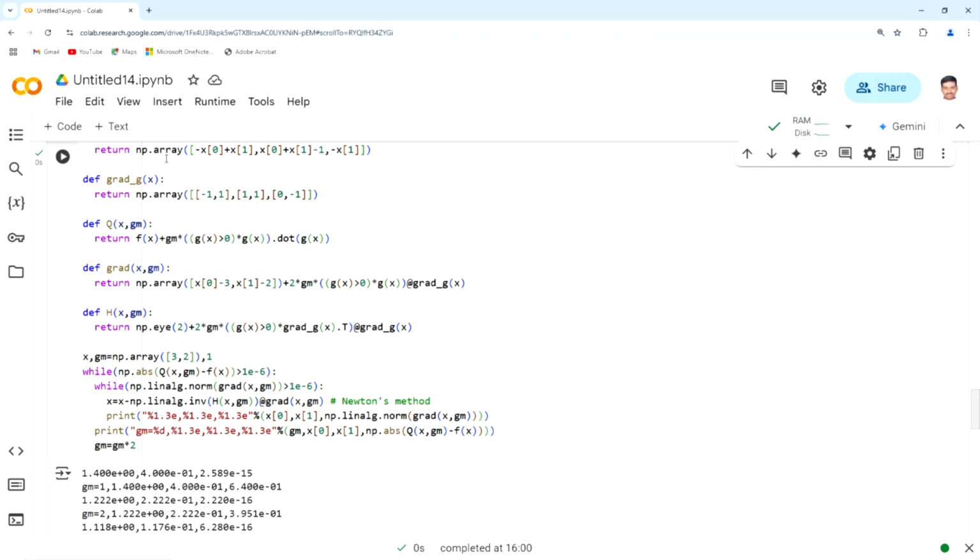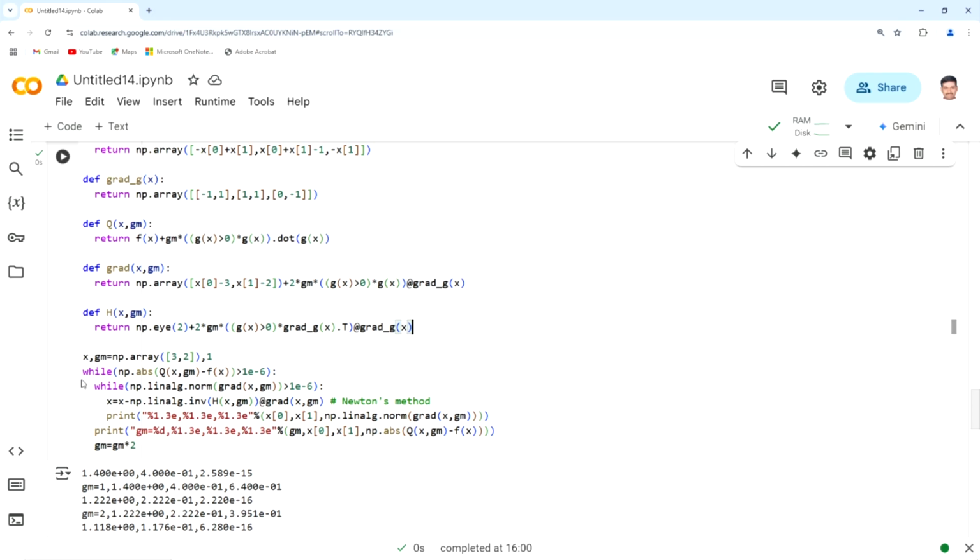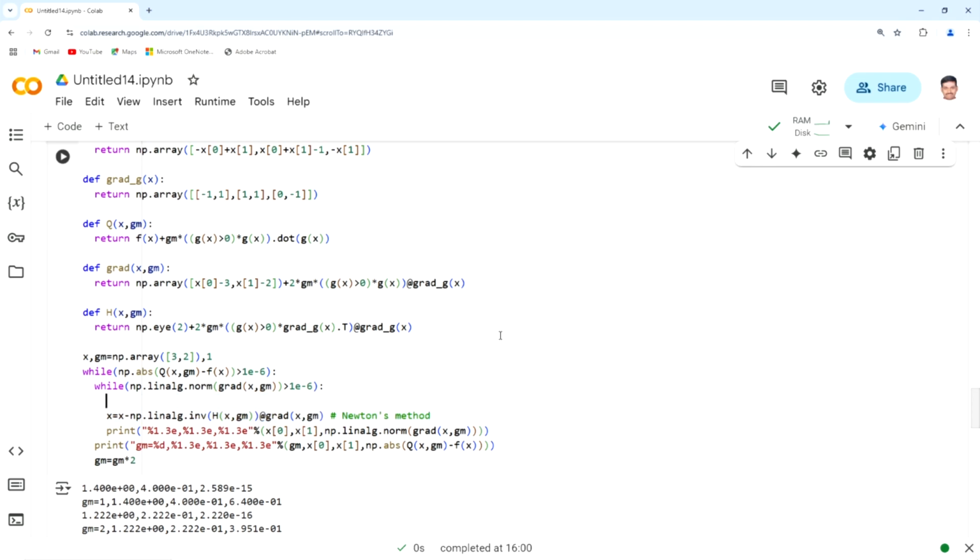Okay. So, the initial definitions are going to be the same. X and gamma are also going to be the same, the first loop is going to be the same, the second loop condition is also going to be the same, but here, instead of Newton's method, I am going to replace it with the steepest descent method. Okay. So, that is going to be the following.